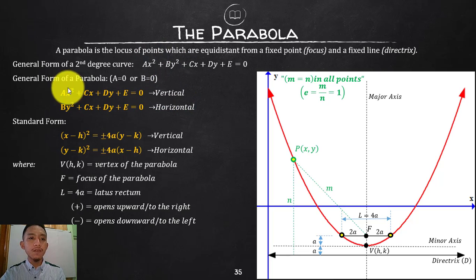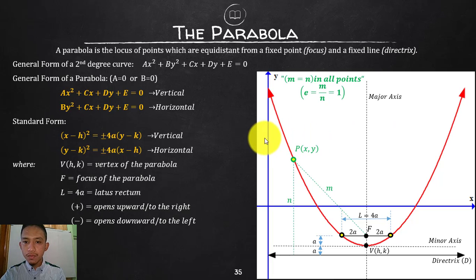By merely looking, if your x is squared, what does that mean? y is linear and x is squared. So what does that mean? For one value of y, there are two values of x. If you look at this example, let's consider one value of y, let's say at this level, y equals 5.